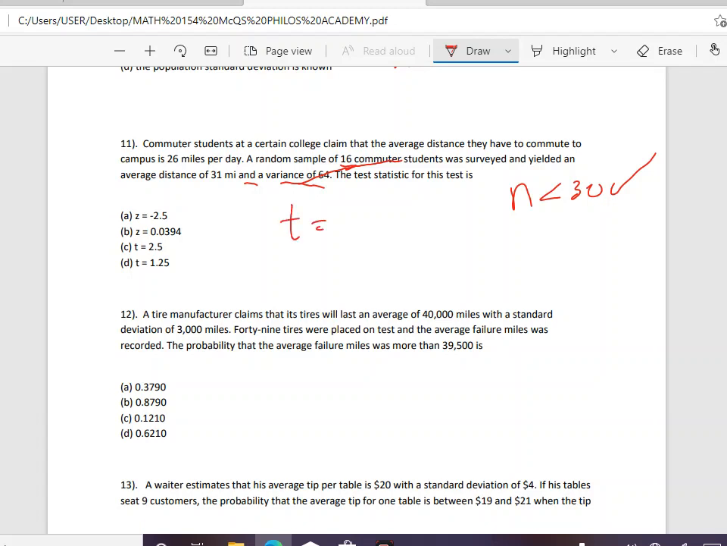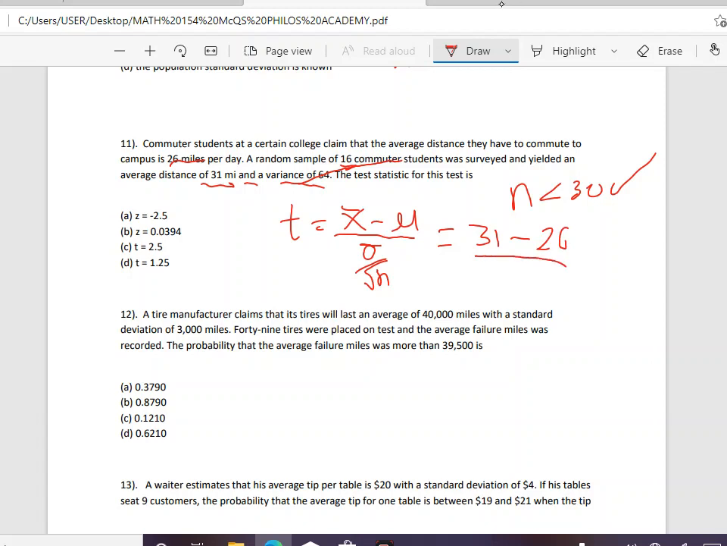So the formula says that sample mean minus population mean divided by standard deviation over root n. Now here lies the case that our sample mean is 31, right? So 31 minus our population mean is 26. If you say average distance, so the population mean is 26. Divided by what's our standard deviation?